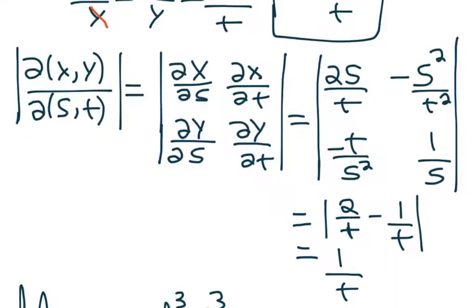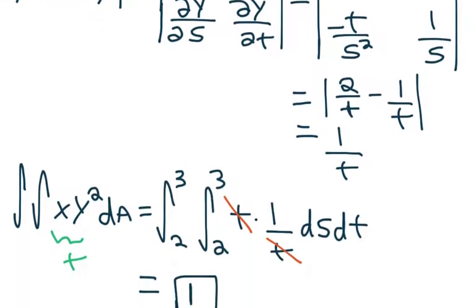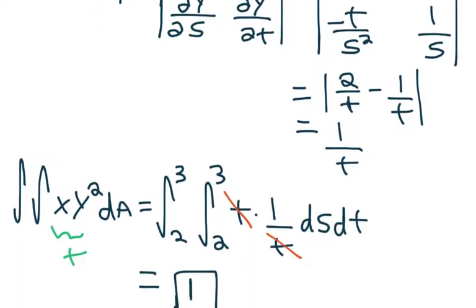Finally, we do 2s over t times 1 over s, minus s squared over t squared times minus t over s squared. And all of that absolute value. That gives us 2 over t minus 1 over t, which comes down to 1 over t. So we found our Jacobian. And it's important to remember that this is times our dA prime. And the dA prime, in this case, is going to be ds dt.